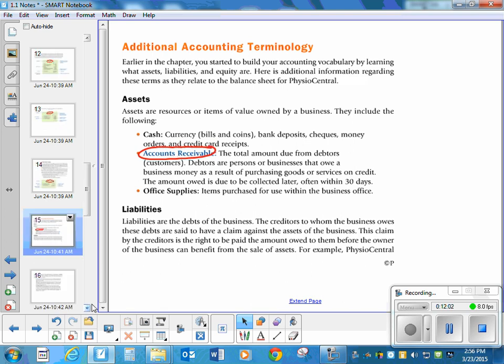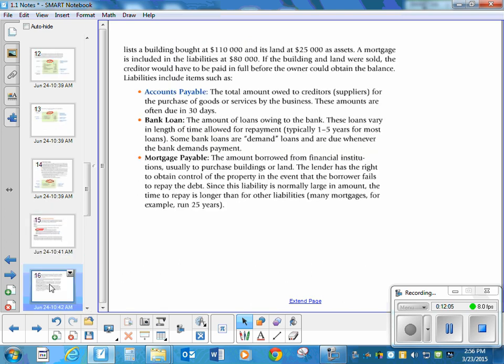In the liabilities department, we also have accounts payable. When we, as a customer or as a business owner, go in to buy something, we don't always have to pay cash. We can put it on a bill. If that's the case, it's due within 30 days. That's called accounts payable. It's something we owe, and that has to be paid within 30 days.